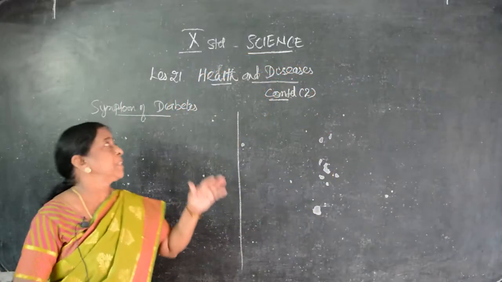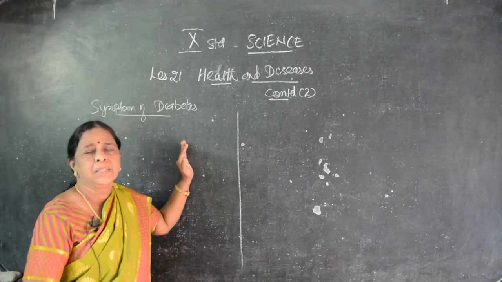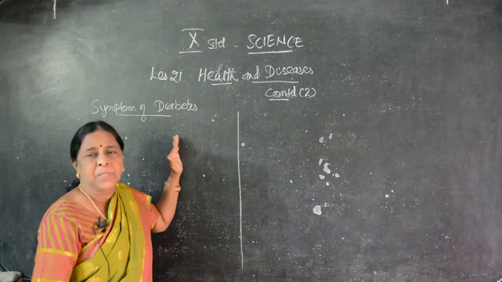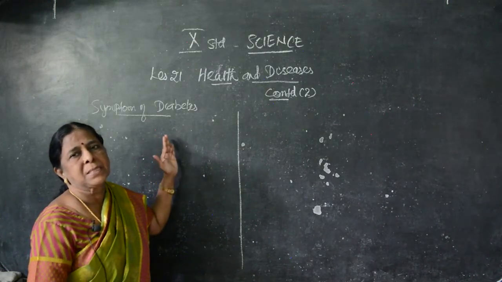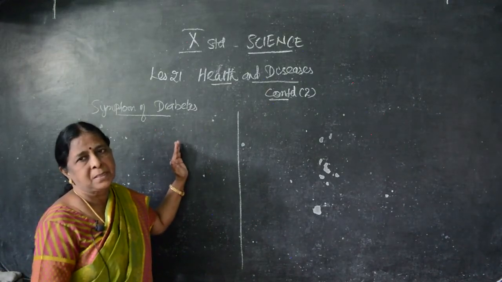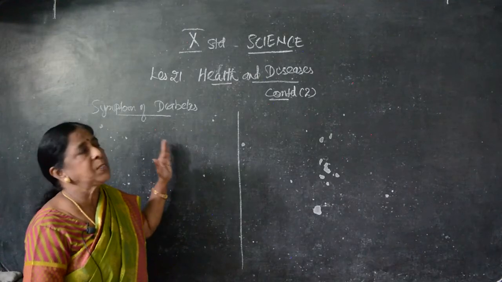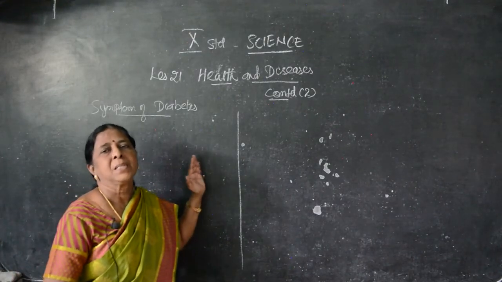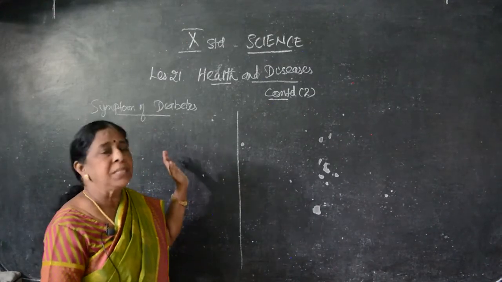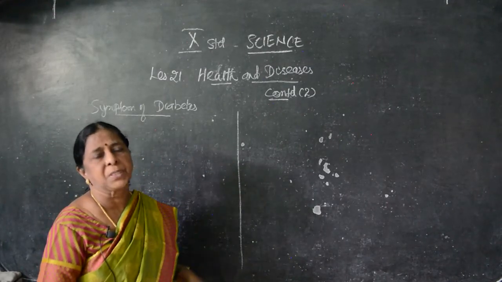Okay children, let me continue. In the previous class we have seen what diabetes is. There are two types of diabetes. One is insulin dependent diabetes, the other is non-insulin dependent diabetes. In the first one, insulin dependent, the secretion of insulin is less. In the second, insulin is secreted normally but it is not functioning properly.